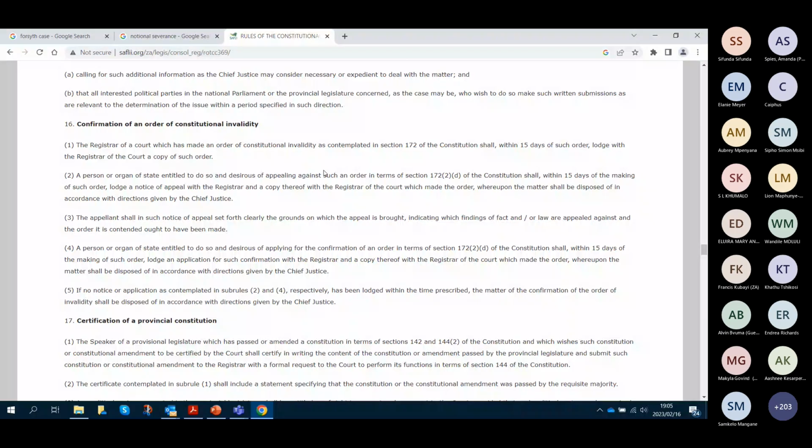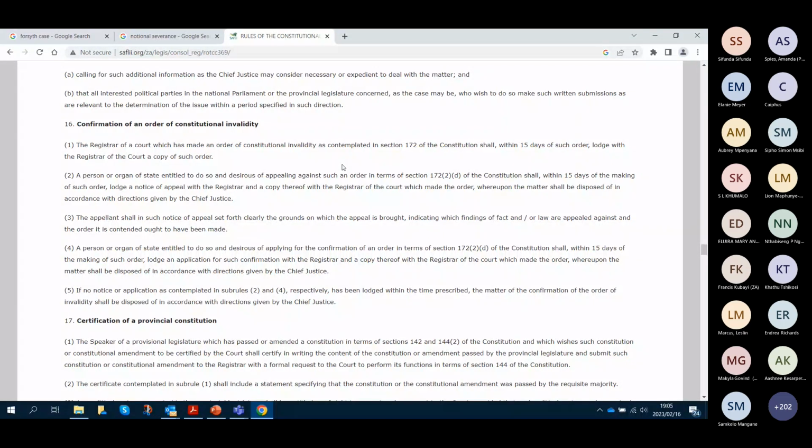So this is Rule 16 of the Constitutional Court rules. The registrar of a court which has made an order of constitutional invalidity shall within 15 days of such an order lodge with the registrar of the court a copy of such order. So the court sends a copy of the judgment to the Constitutional Court. A person or organ of state entitled to do so and desirous of appealing against such an order shall within 15 days of the making of such an order lodge a notice of appeal with the registrar and a copy thereof. The appellant shall in such a notice of appeal set forth clearly the grounds. So that is the rule that you'll follow.